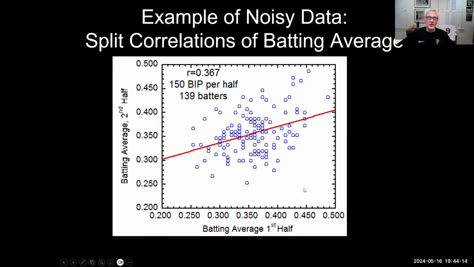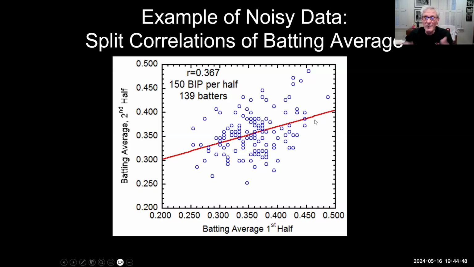So I want to give you an example. This is from last season. Each point here represents a particular player. On the horizontal axis is the batting average of that player for the first half of the season, and the vertical axis is the batting average during the second half of the season. And they're correlated. This line sort of shows you that they're correlated.